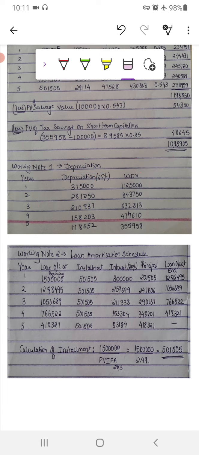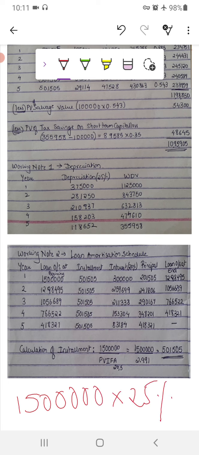The depreciation for the first year is 15 lakhs into 25%. So if you do this calculation, 15 lakhs into 25%, you get 3,75,000. That is your first year depreciation. Then you calculate written down value. Now how do you calculate written down value?